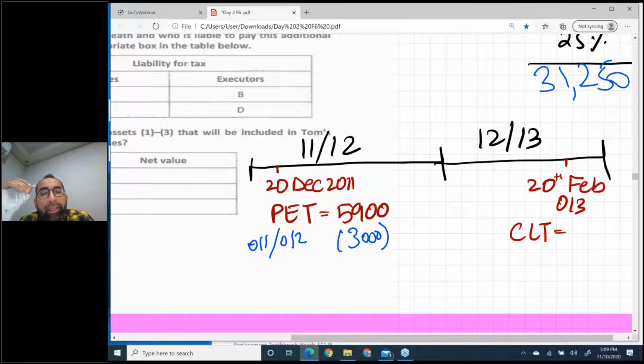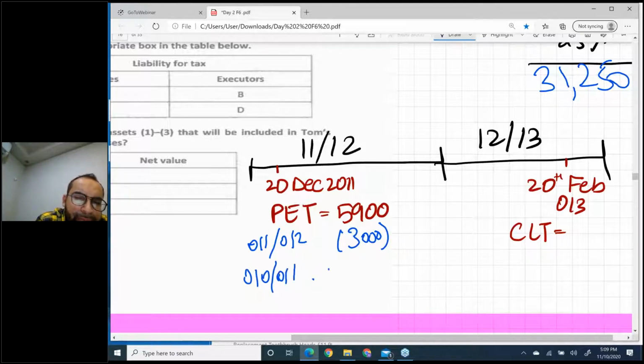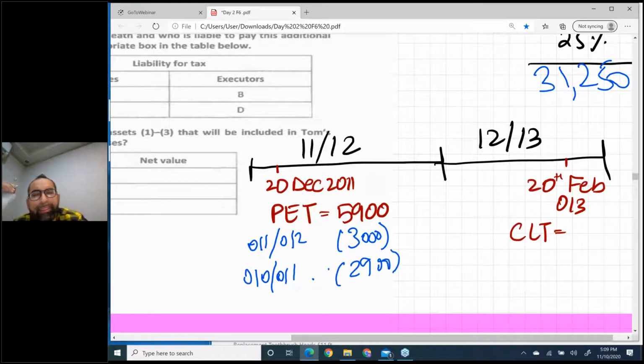So how much annual exemption do you need from last year? Only 2900. Now the student will ask, sir, what about the 100 of annual exemption that is still left? That will be expired. That will be wasted. Why? Because the 10-11 annual exemption can only be used till 11-12. So that 100 is wasted.